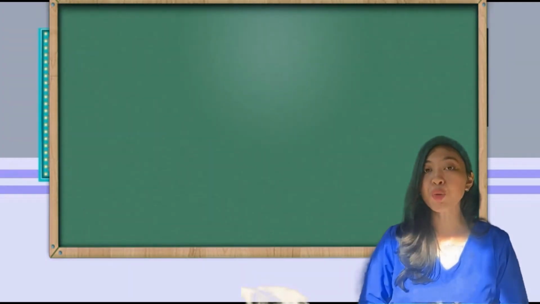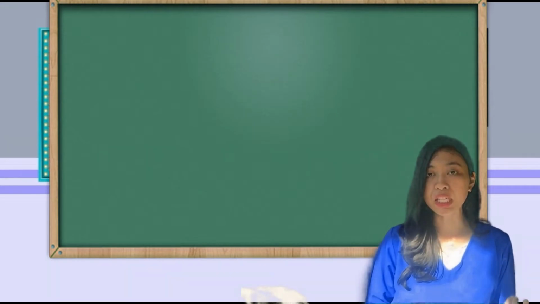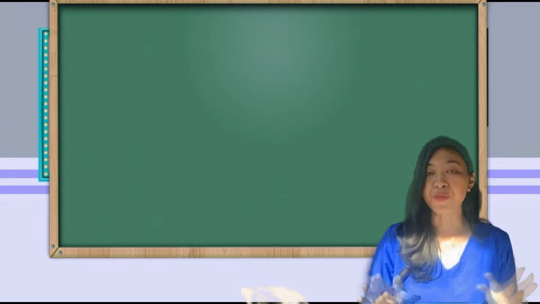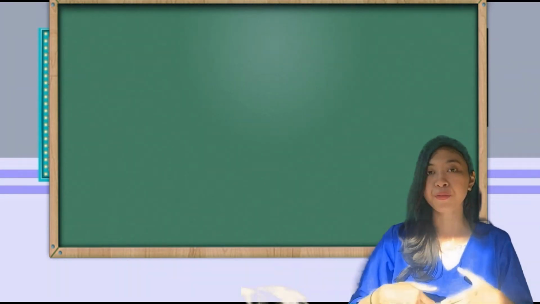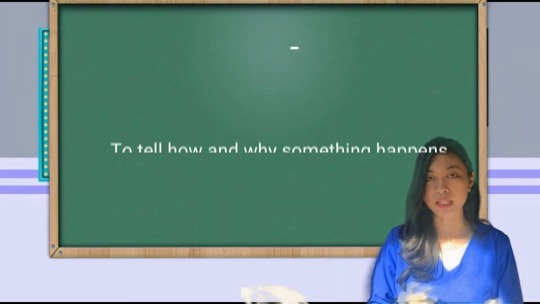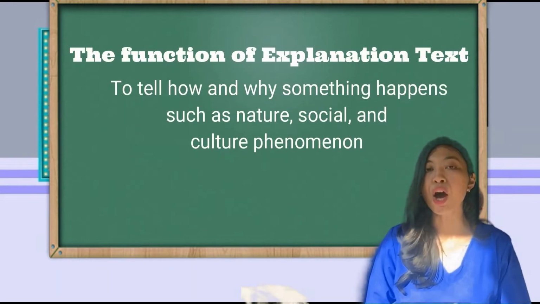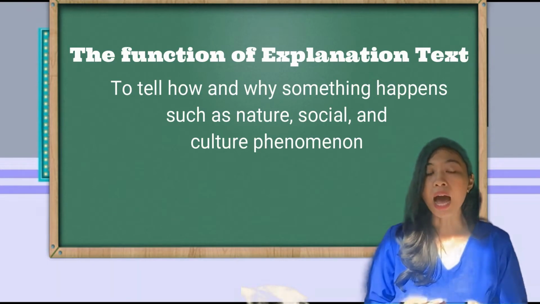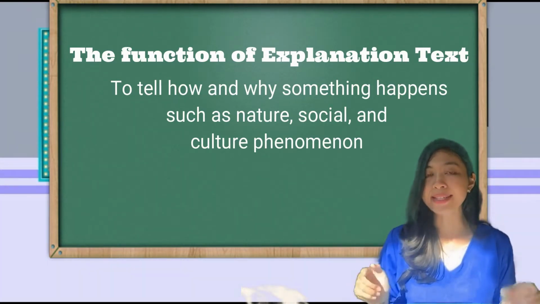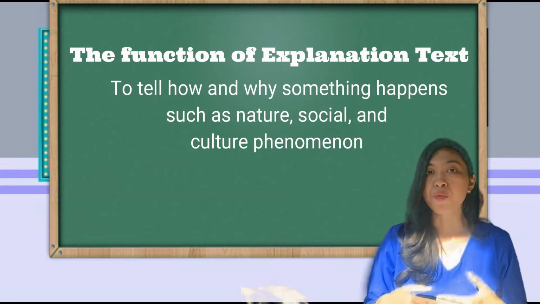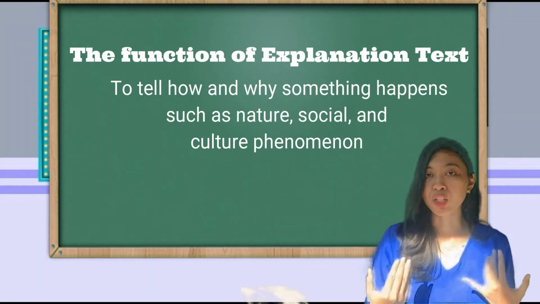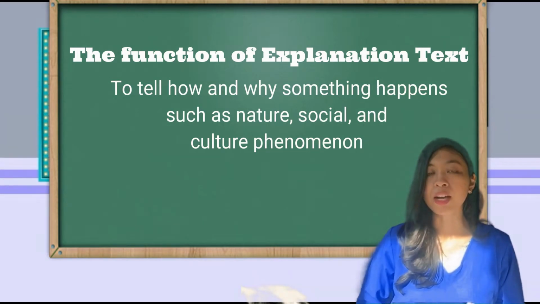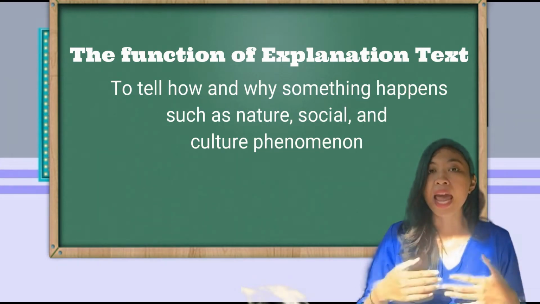Okay, after you learn the definition, the generic structure, and now you need to know the function of explanation text. The function of explanation text is to tell how and why something happens. For example, like nature phenomenon, social phenomenon, culture phenomenon.